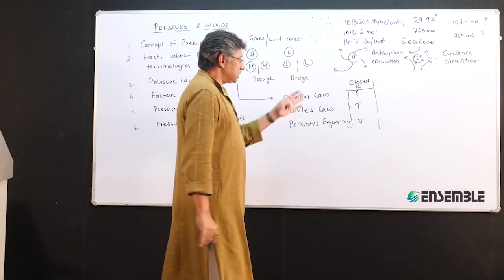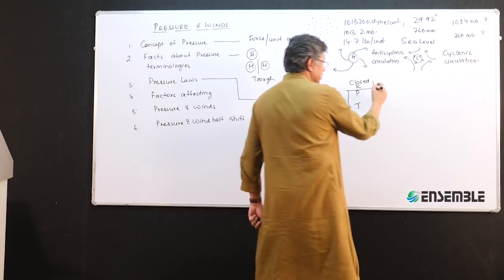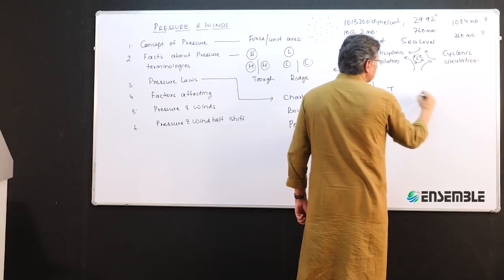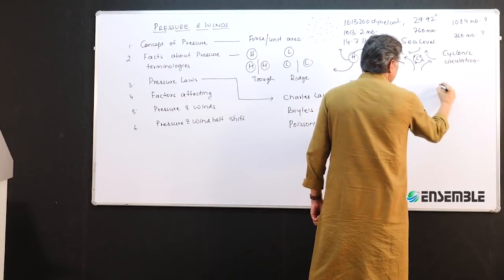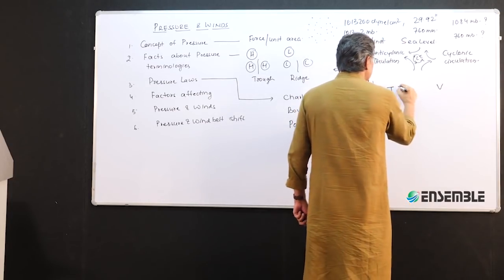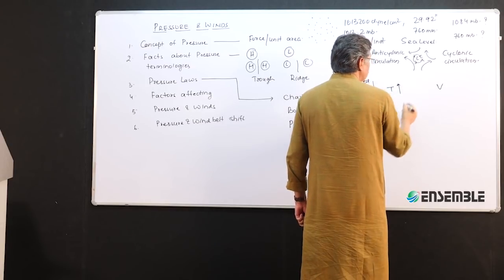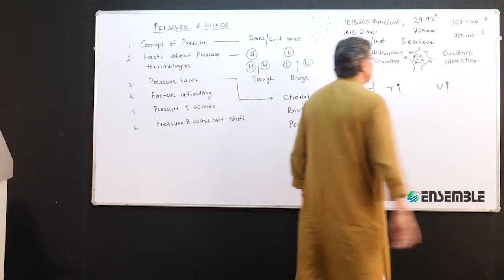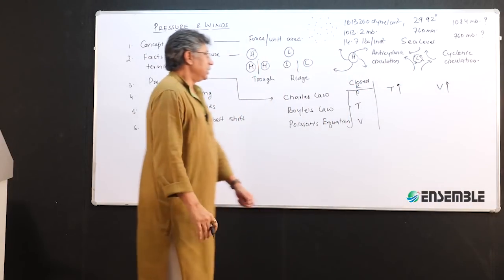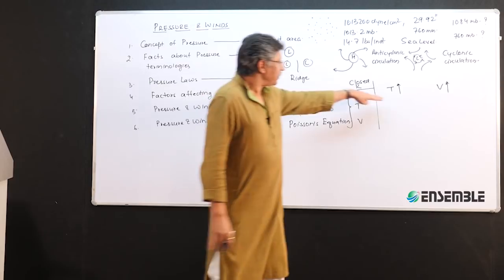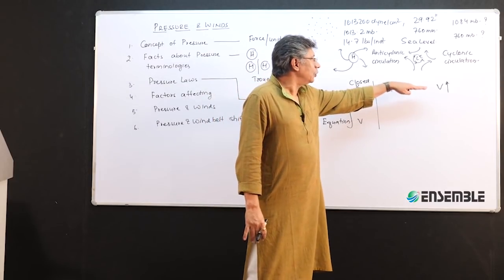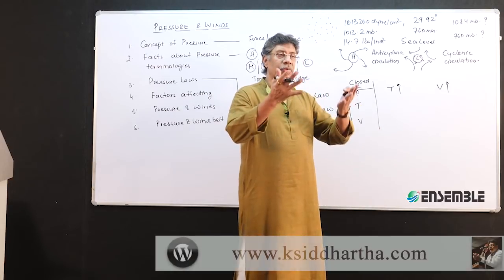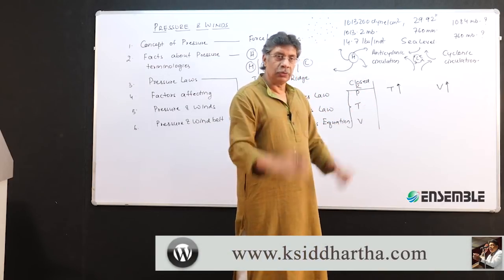Now, Charles' law says that if pressure is constant, then there are two variables, temperature and volume. So at any point of time where the temperature increases, there will be a commensurate increase in the volume. That means at constant pressure, a temperature increase will bring about an increase in volume. That is, the air will rise. That's what will happen.